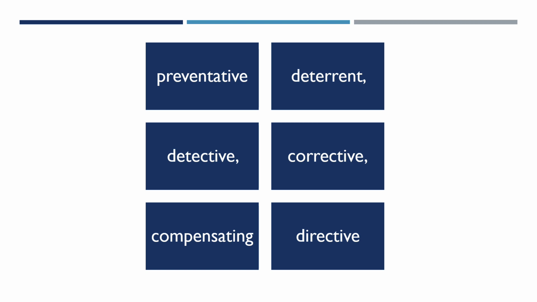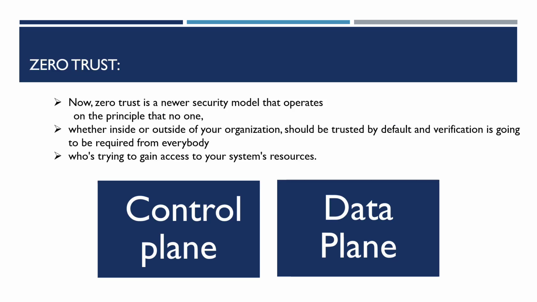Then we'll discuss this concept known as zero trust. Now, Zero Trust is a newer security model that operates on the principle that no one, whether inside or outside of your organization, should be trusted by default, and verification is going to be required from everybody who's trying to gain access to your system's resources.